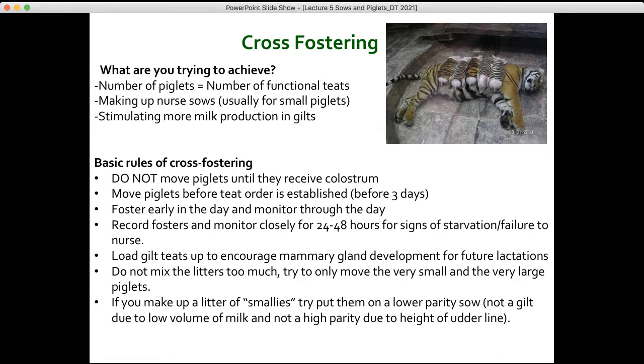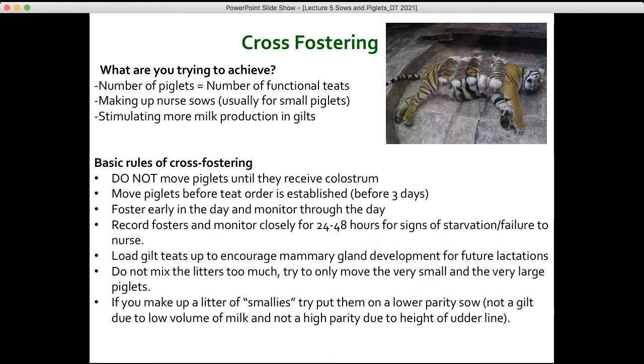Some basic rules of cross-fostering are that you don't want to move piglets until they've received their colostrum. So we normally cross-foster after the first 24 hours after birth. Although saying that, you want to do that before the teat order is established, which is around 3 days. You foster early in the morning so you can monitor the piglets that you've moved through the day. You obviously record what you've done and monitor them very closely. Loading up gilts, as I said, is very important. You don't want to cross-foster for the sake of cross-fostering, so you really want to limit your movement. It's better if piglets can stay with their birth sow.